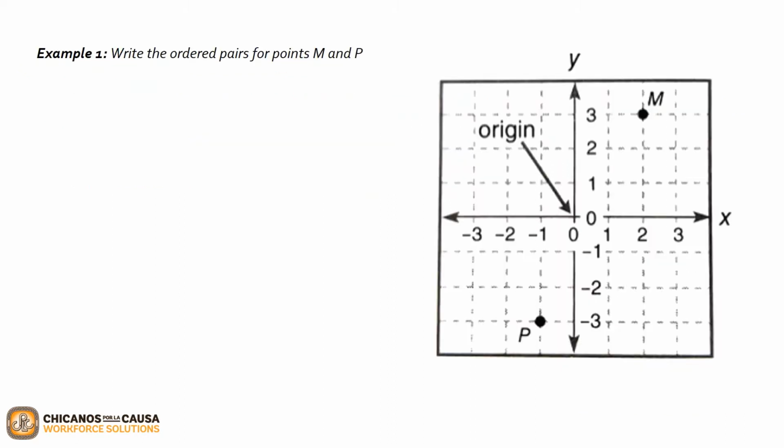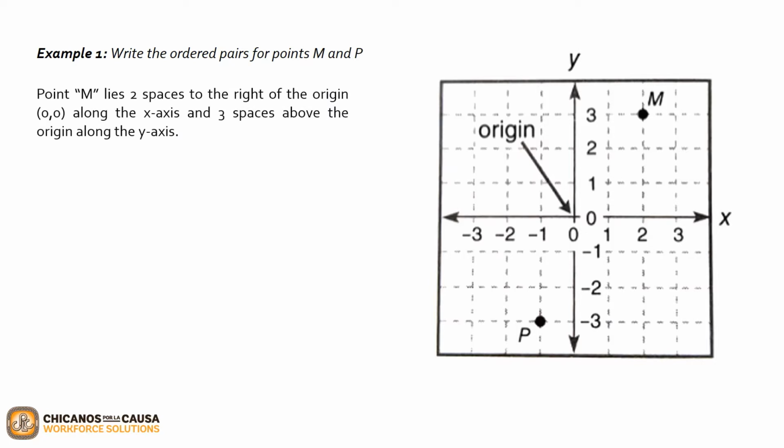Let's work through our first example. Example 1. Write the ordered pairs for point M and P. So you can see from our little grid here that we have 2 points. You'll notice one is labeled with an M and one is labeled with the letter P. So essentially we're trying to find the ordered pair, or the x number and the y number, that would let us know where those points are located.